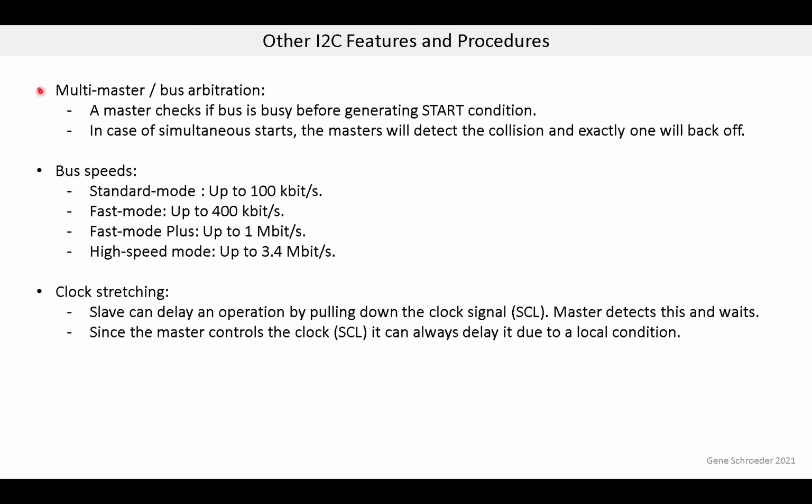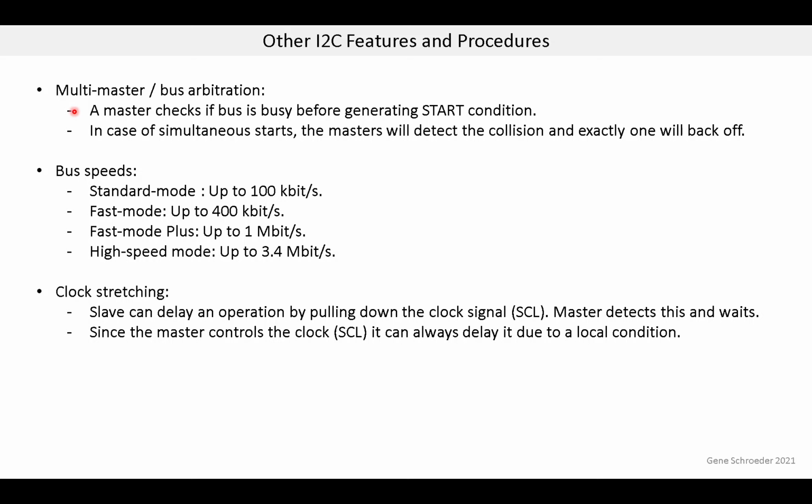So I've referred to multi-master before, and the main thing it adds is bus arbitration. So when a master wants to use the bus, it first has to check if it's busy. And if it is busy, it means there's another master using it and it needs to back off and try again later.